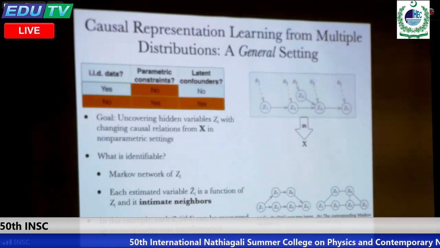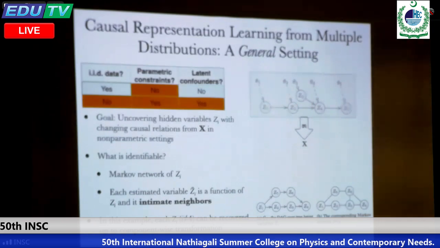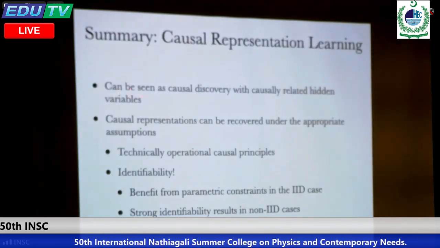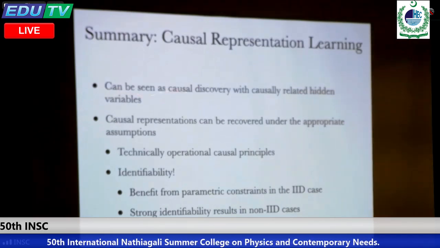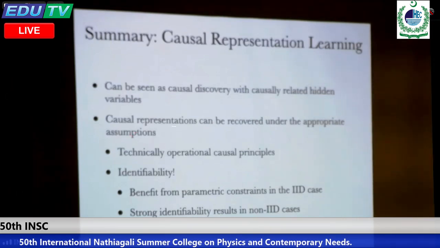You can still recover the underlying model in a non-trivial way. Okay. To summarize, in causal representation learning, we try to recover the whole causal structure together with hidden variables. This can be seen as a causal discovery with causally related hidden variables. And we can solve this problem.